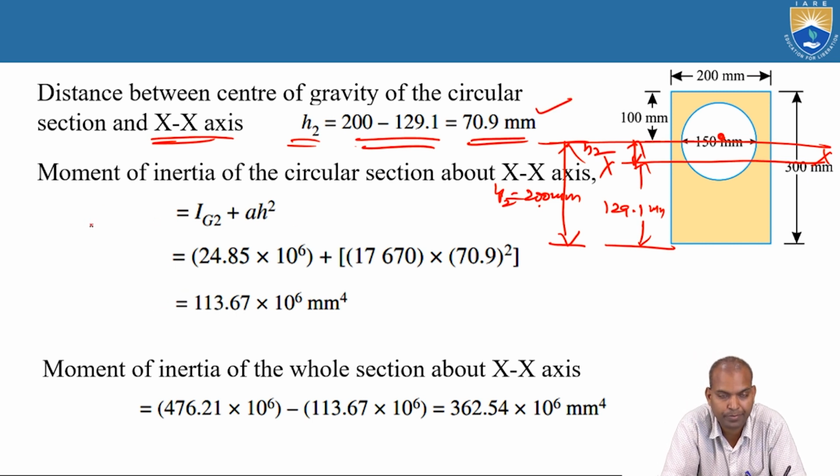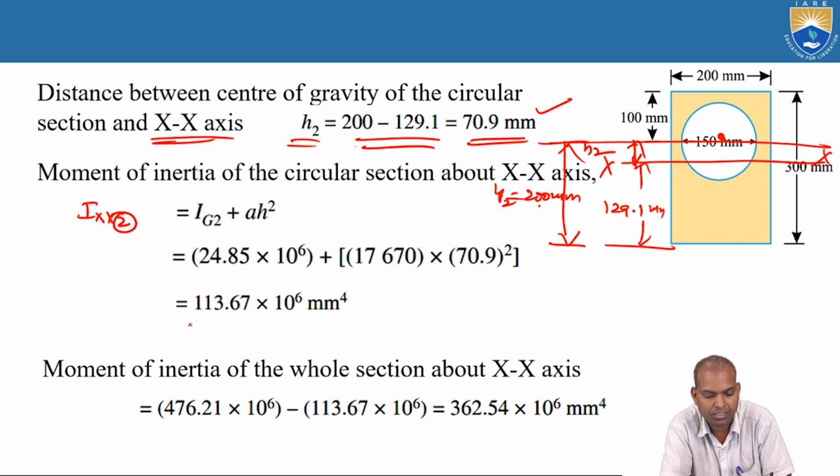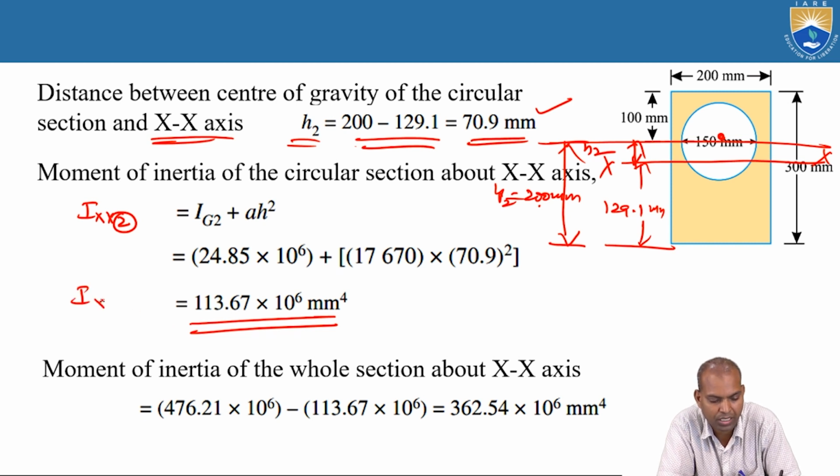Now we know the parallel axis theorem. That is Ixx2 equal to Iz2 plus A H square. What is Iz2 here? That is 24.85 times 10 power 6. What is the area? Pi d power 4 by 64. Whatever H2, 70.9 whole square. This is 113.67 into 10 power 6 millimeter power 4.